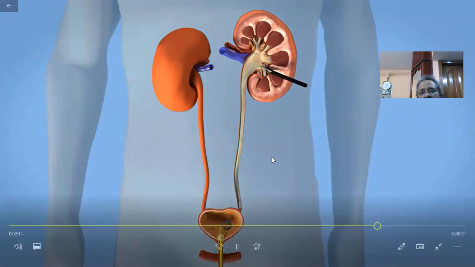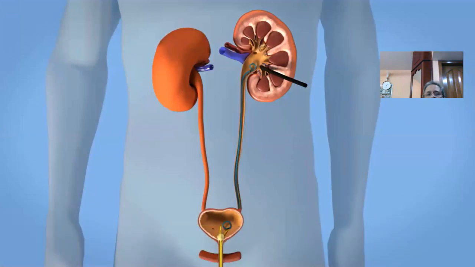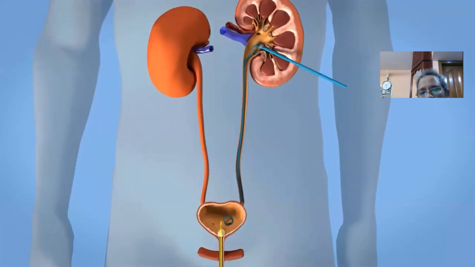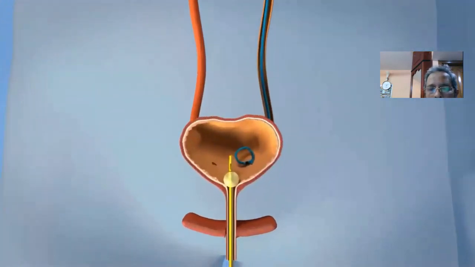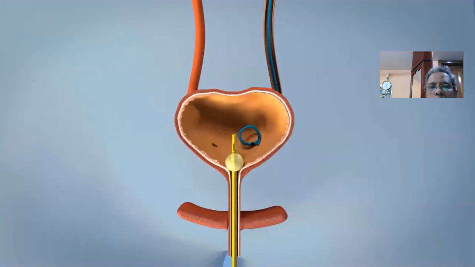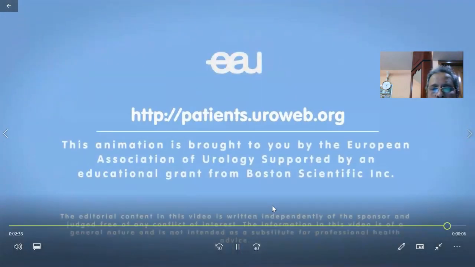The stent remains in place by J-shaped curls in both the kidney and bladder. At the end of the procedure, a nephrostomy may be placed. This catheter helps to drain your urine. The catheters and stent are usually removed shortly after the procedure. You can leave the hospital once you are able to empty your bladder sufficiently and you have no fever or pain.